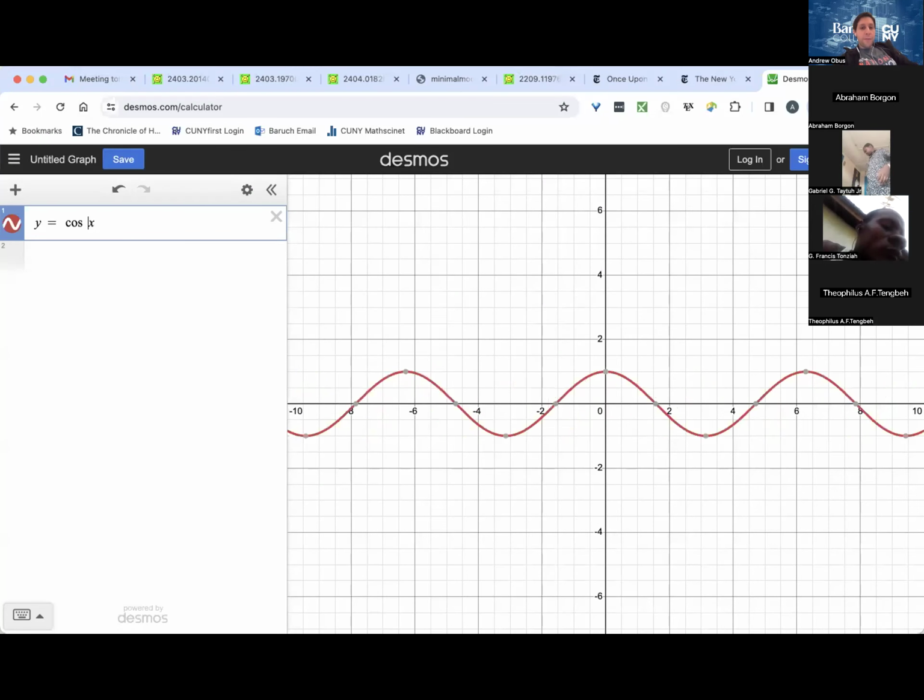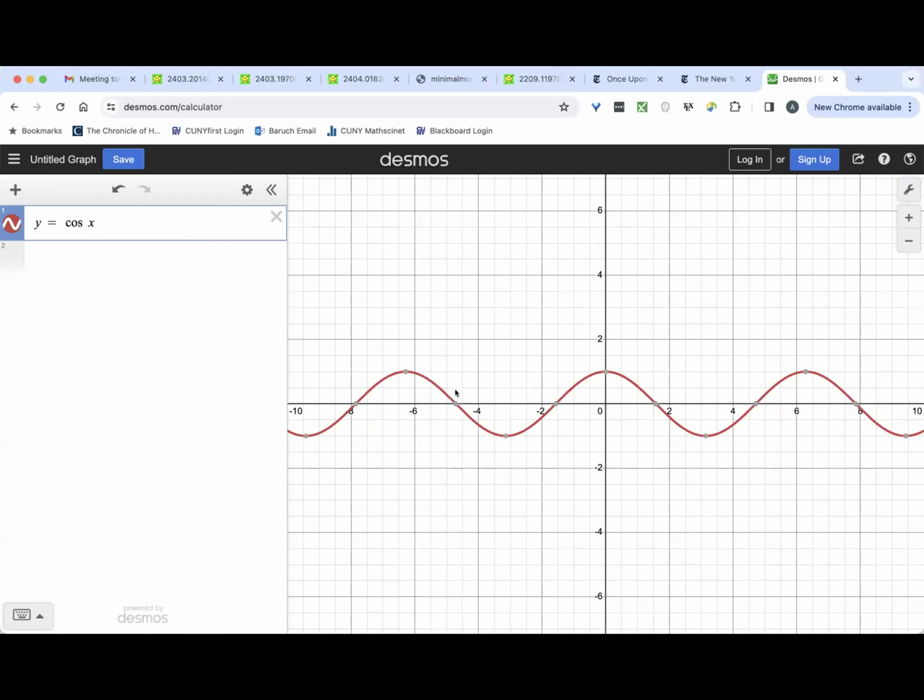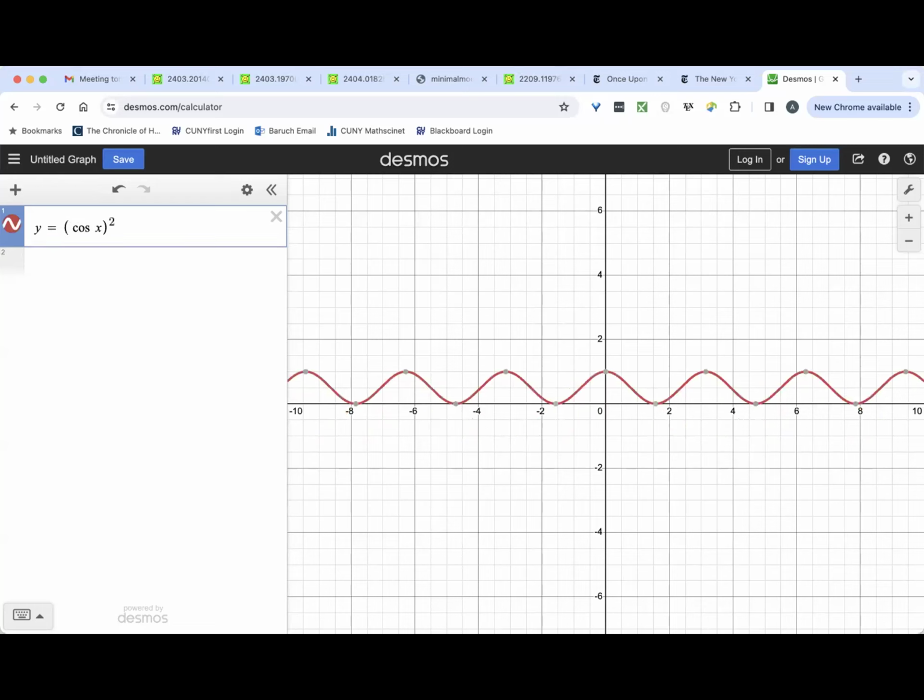So here we have y equals cosine of x, right? Y equals cosine of x. Now what happens if we do cosine squared of x? So if we do cosine of x, and now I do squared, now what do we get? It looks kind of like a cosine wave, right? But it's now completely above the x-axis. That makes sense because it's a square, right? So this function should never be negative.